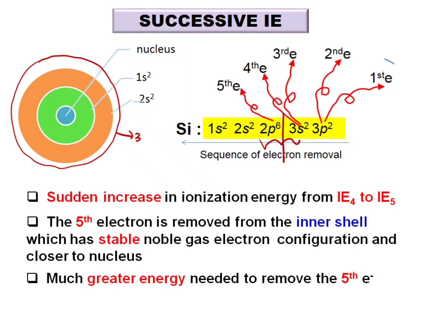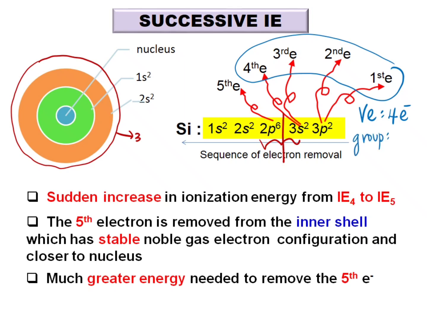So apakah dia punya valence? So valence electron untuk silikon adalah 4 elektron. Sebab apa? Elektron tu berada dalam outer shell. So apakah group untuk silikon? So group dia adalah group 14. Kenapa group 14? Sebab kita tahu starting daripada group 13 sampai group 18 dia kena tambah 10. So dia jadi group 14.